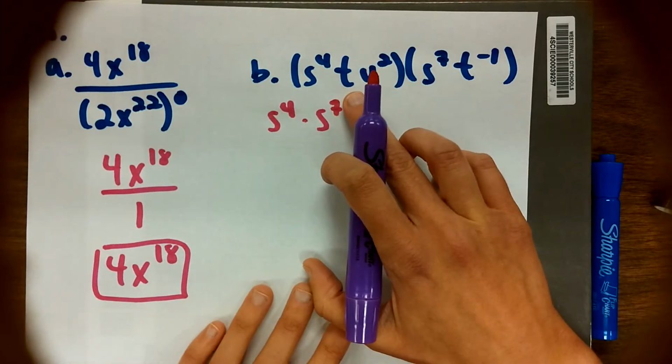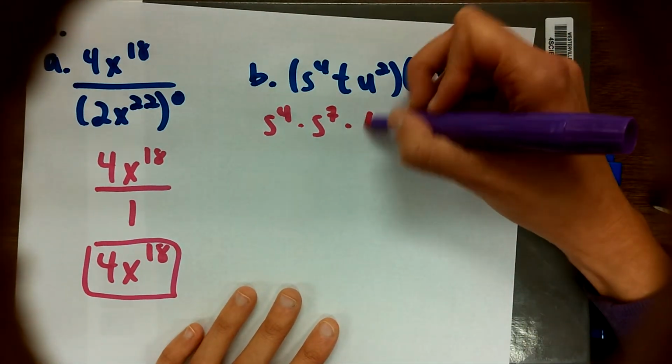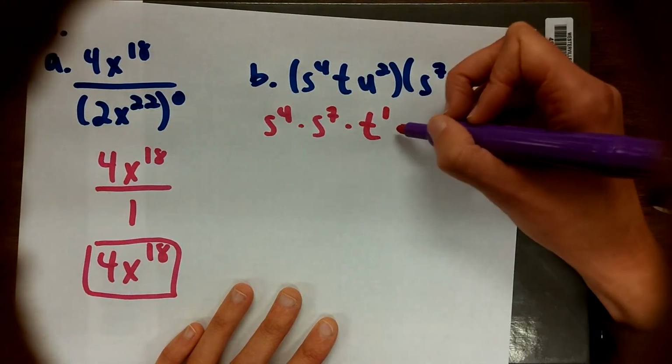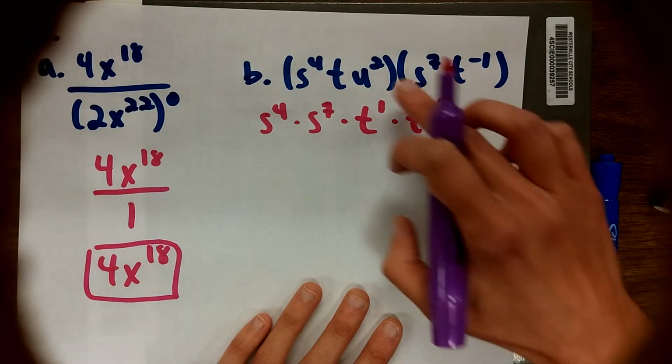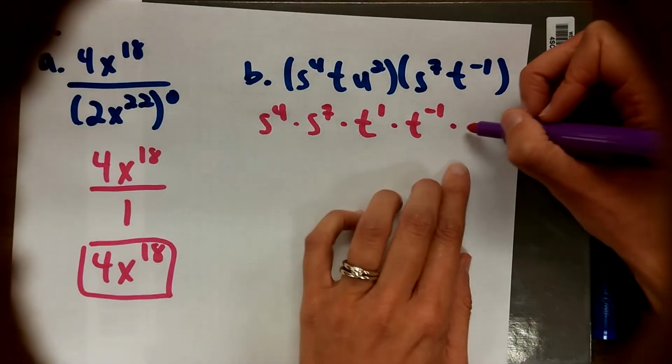This one's just a t without an exponent written. That means that it's a t to the 1st power. So I'm going to write it that way. And then we have the t to the -1. And then we just have a u to the 2nd power.